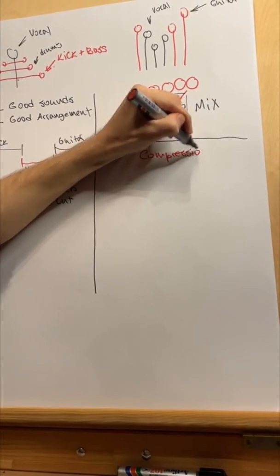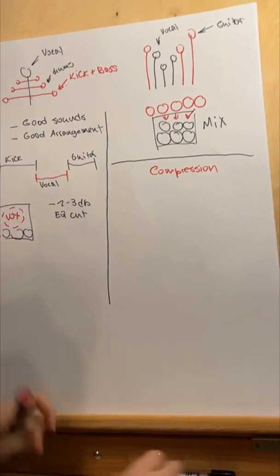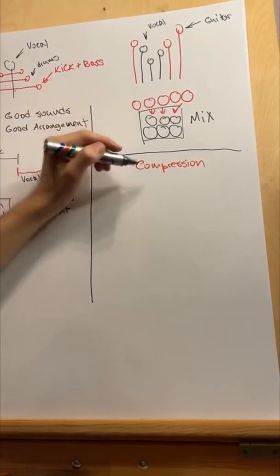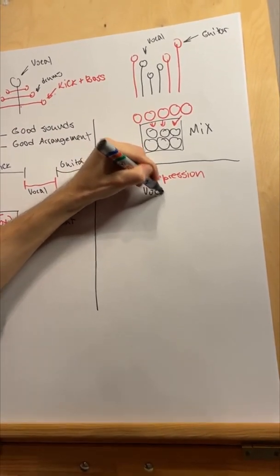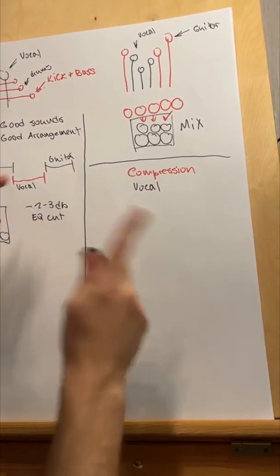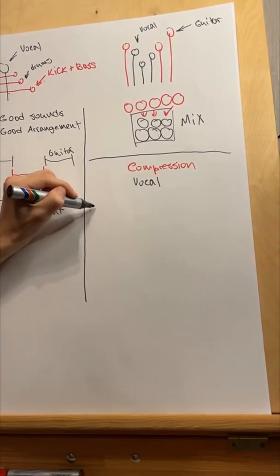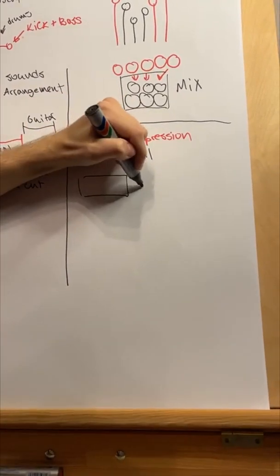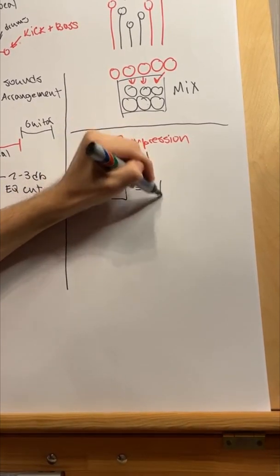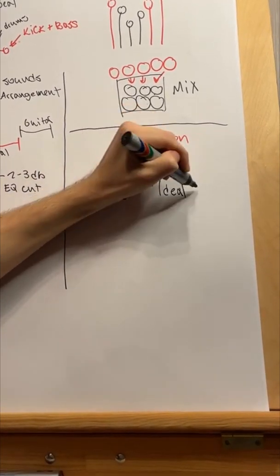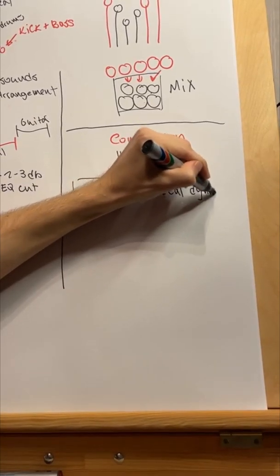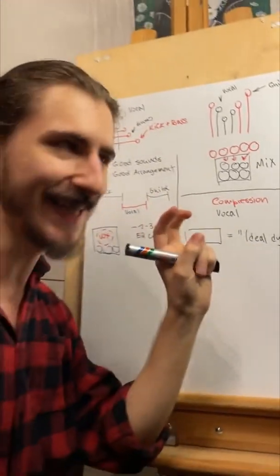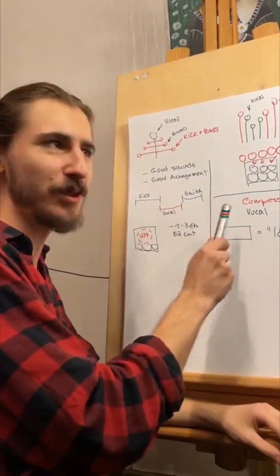Compression. So why do we need to use compression? Because, for example, let's take vocal compression. Your vocal is not flat, right? So it doesn't look like this. That's the ideal shape, ideal dynamics. It's ideal because you don't want your sounds to be flat, right?